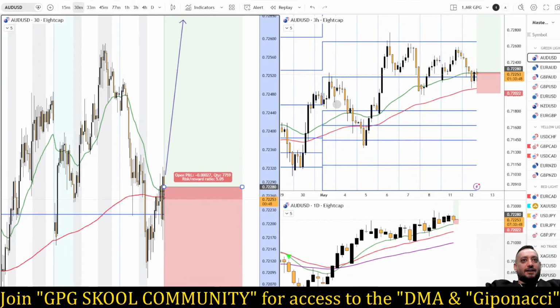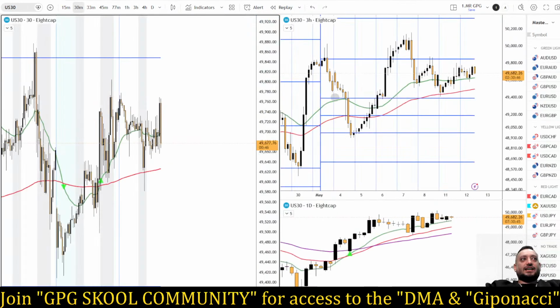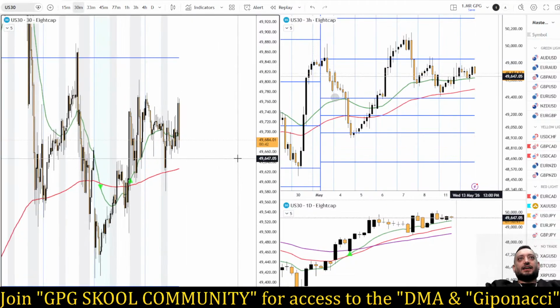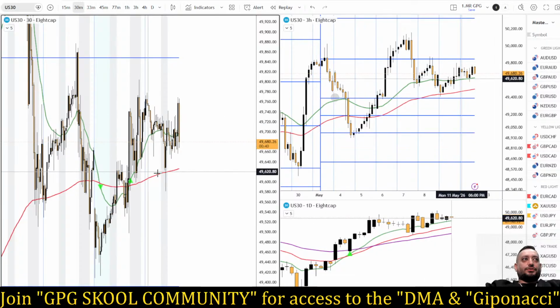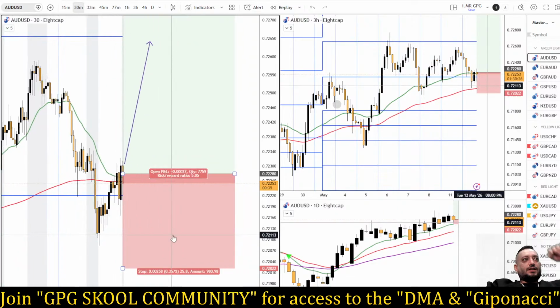9:30 about to happen now. US30 usually at 9:30 is pretty crazy. And looking at it, it can be bullish due to the 3 hour and 1 hour. But we're gonna go back to our own pair, AUD USD. 30 seconds for the 9:30 candle to close. Now, 9:30 sometimes is the magic candle when everything happens at that time.